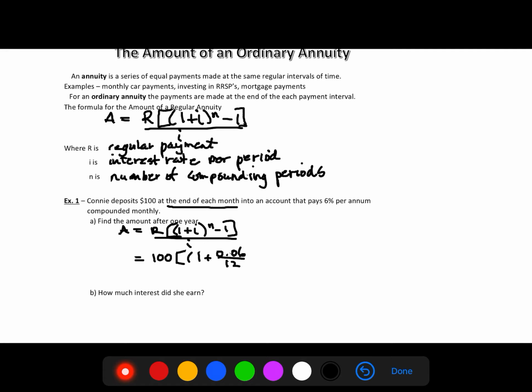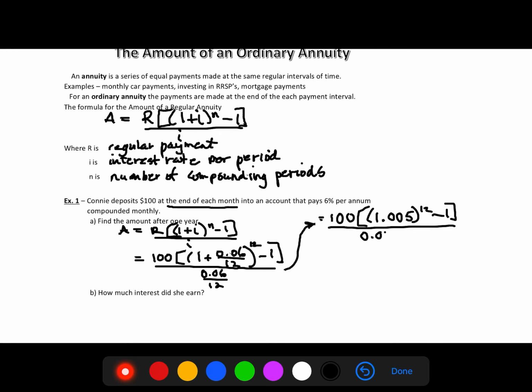So $100, our interest rate is 0.06, but remember that we have to divide that by 12 because we're talking about compounding monthly, so we need the interest rate per month. And on the bottom we have I as well, which means that we're going to have 0.06 divided by 12. So we're going to simplify what we have here. Inside our brackets, we're going to have 1.005.